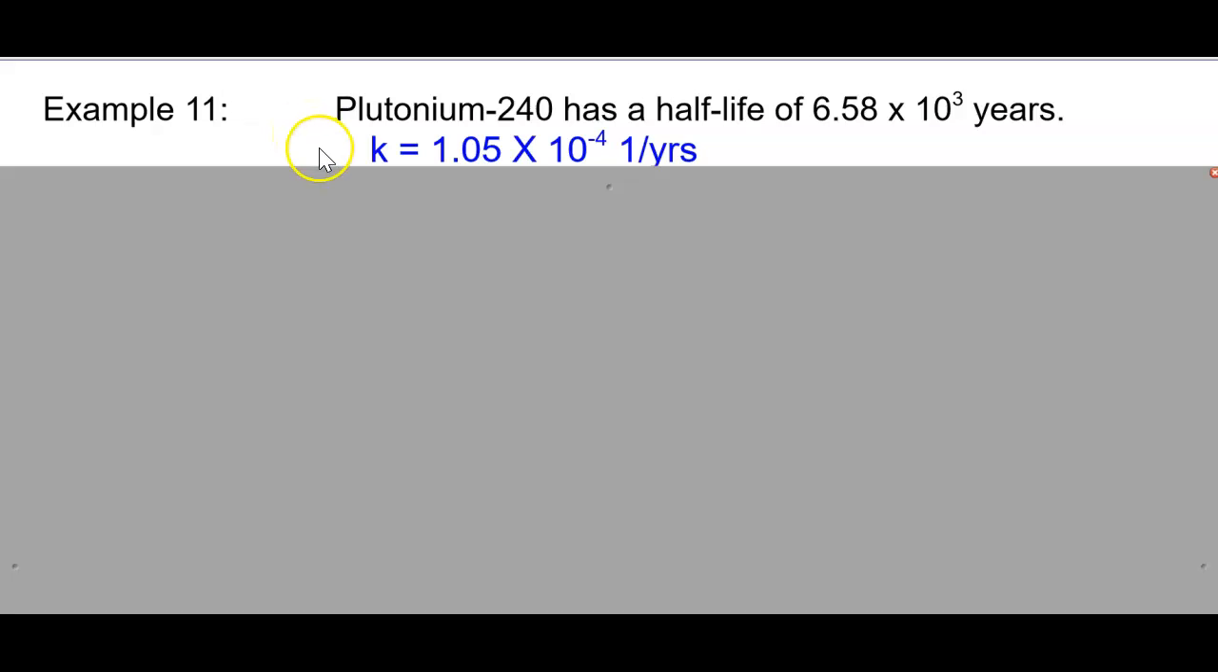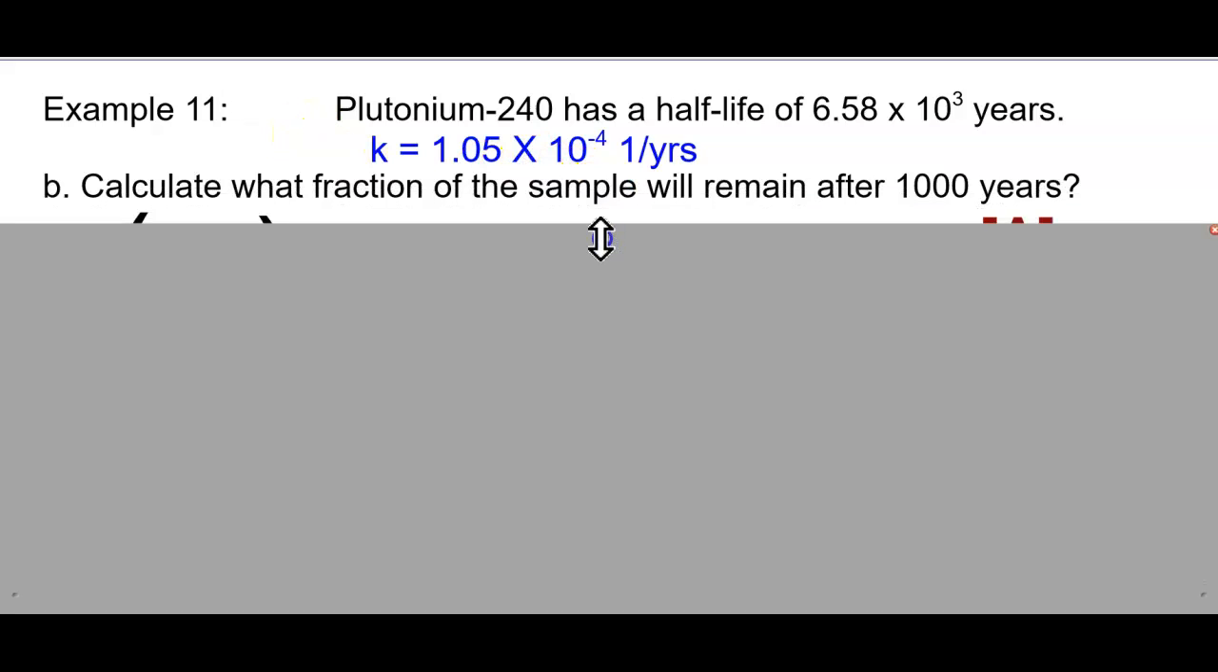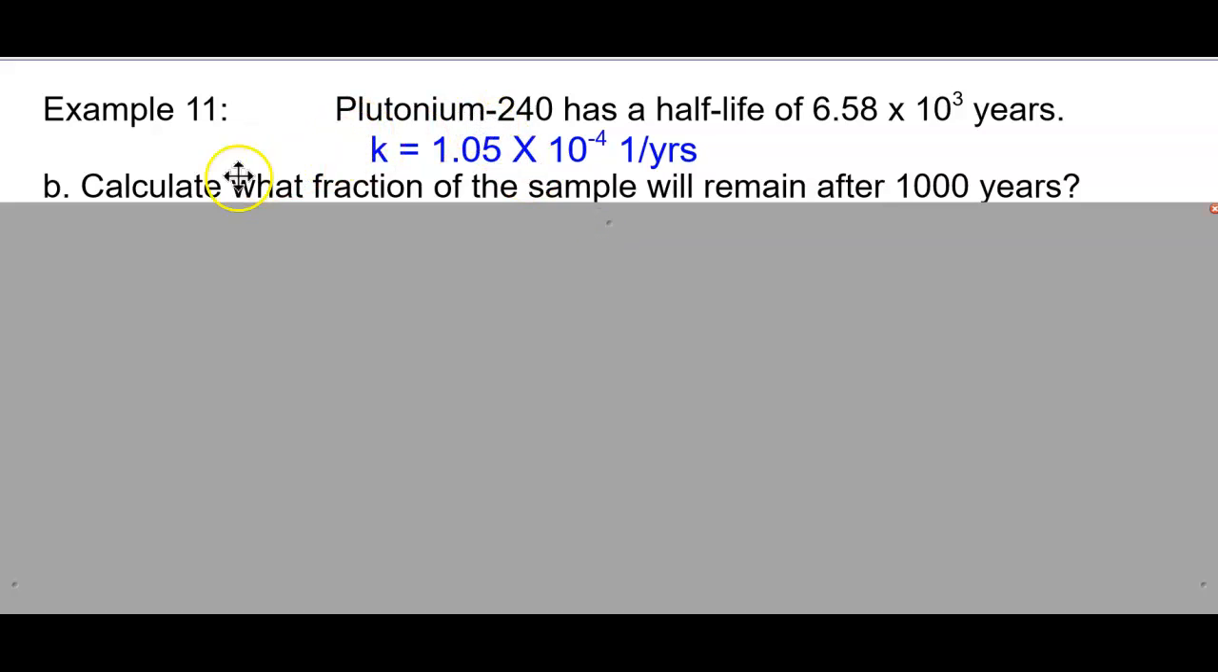Okay, example 11, this is actually 11b. We're looking at: calculate what fraction of sample will remain after 1,000 years. So after 1,000 years have passed, how much sample will remain?